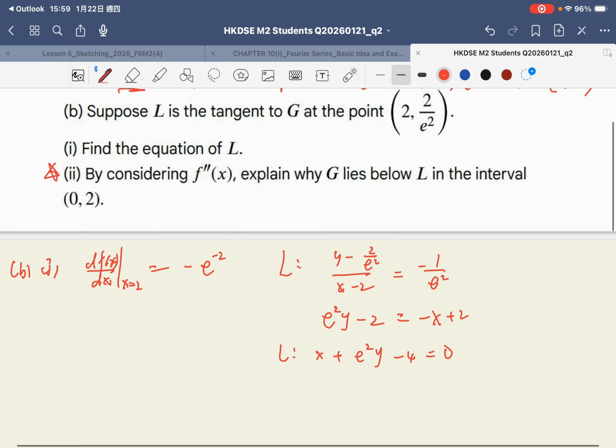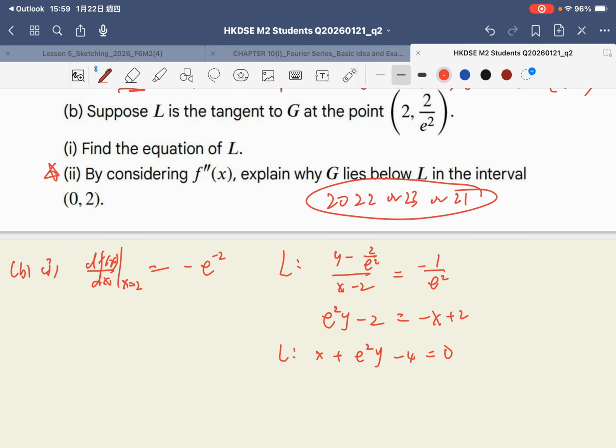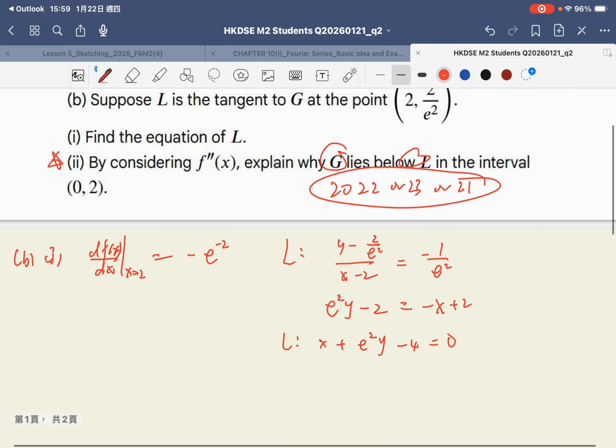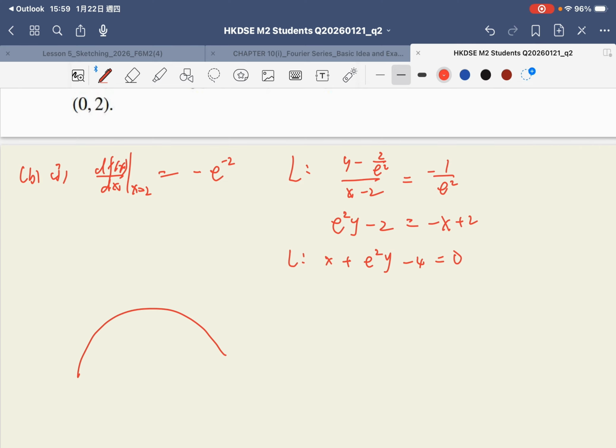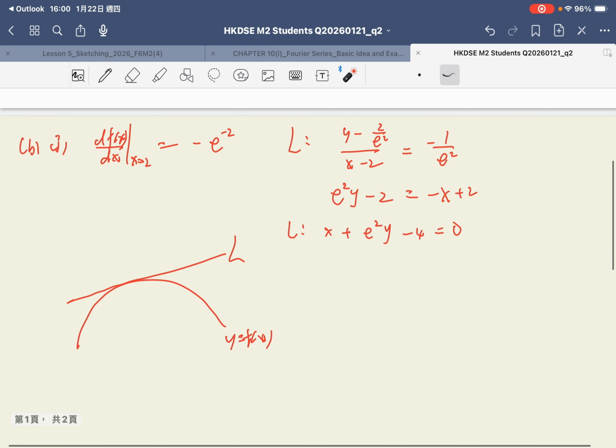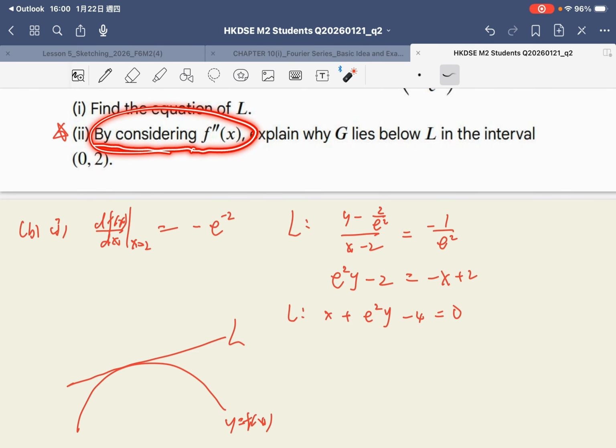Okay, the final part. I remember that this occurred in a question in the year 2022 or 2023 or 2021, I forgot the year. That was the first time a question occurred in DSE to compare the curve and the tangent. This question requests to show that the graph G lies below L. That means it should be like that. This is the graph, and the tangent should be like that. Therefore, it also gives hints to finish this question.